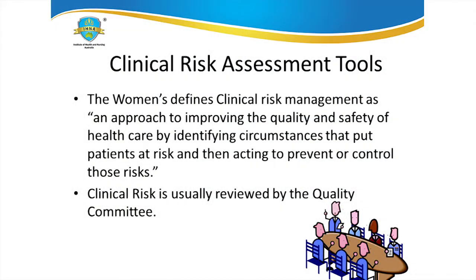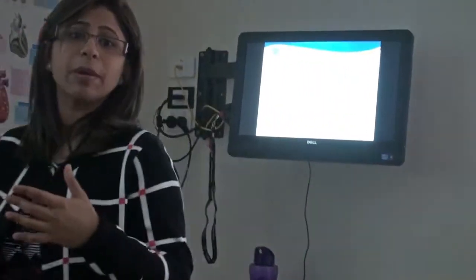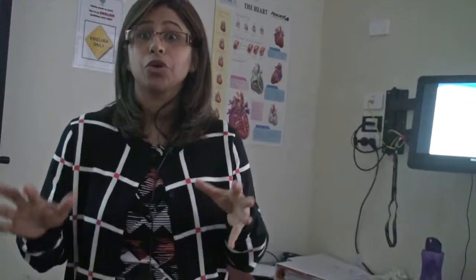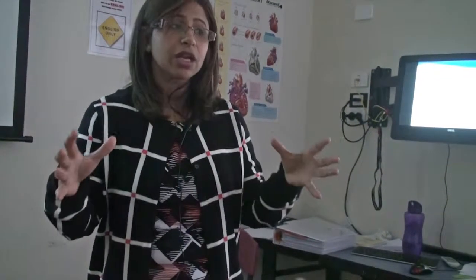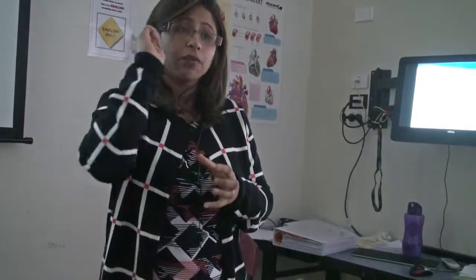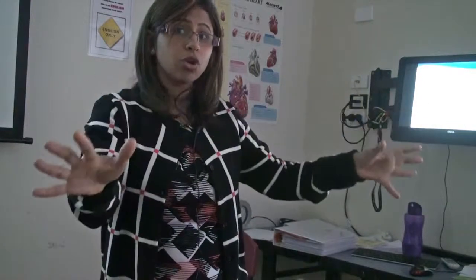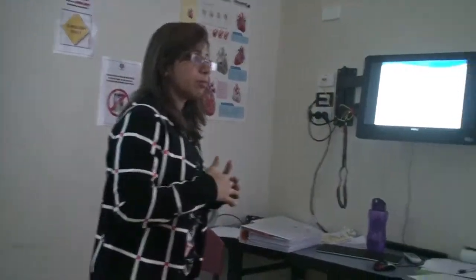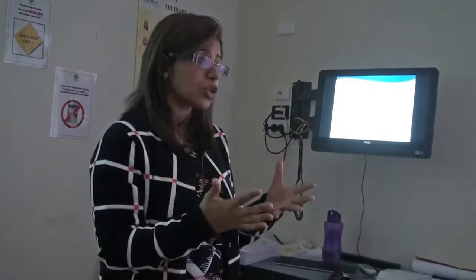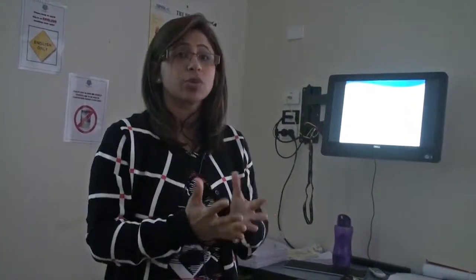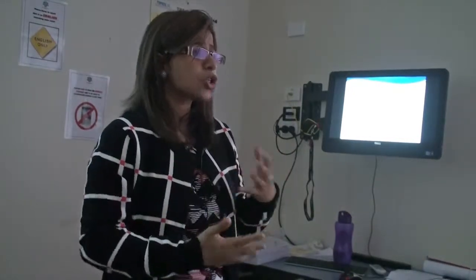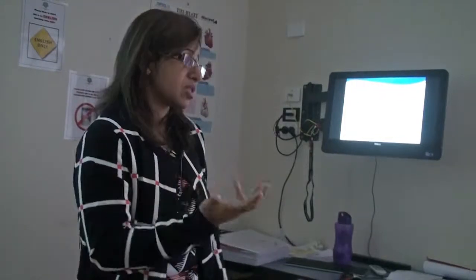Clinical risk management is an approach to improving the quality and safety of healthcare by identifying circumstances that put patients at risk and then acting to prevent or control those risks. Clinical risk is usually reviewed by the quality committee. Once you fill out this incident form, initially when the paper-based form was introduced, that form used to stay only with your unit manager in her file. But now with this centralized system, if the patient has a falls risk, the form goes to the unit manager, to the quality committee, and to whoever the other concerned people are, so that they all work together, right? Because as we talked about, the purpose is not punitive, and it is not just to have measures in place at the ward level, but from the systems point of view, what measures should be in place in the entire hospital in order to prevent these kinds of risks, and to control them.